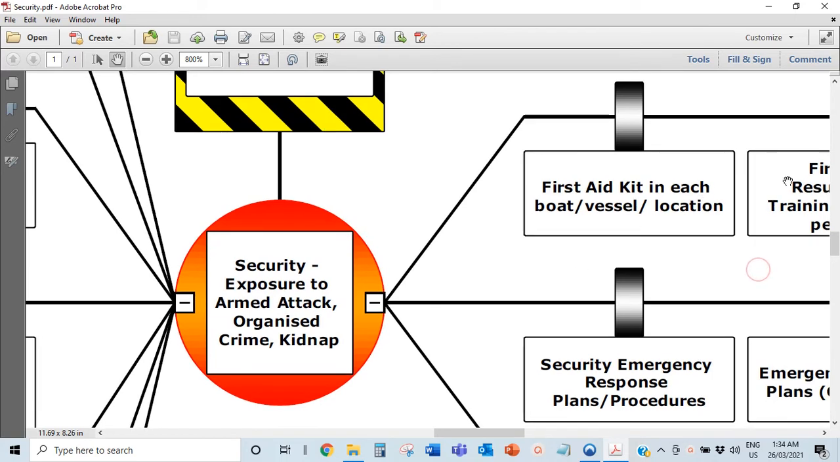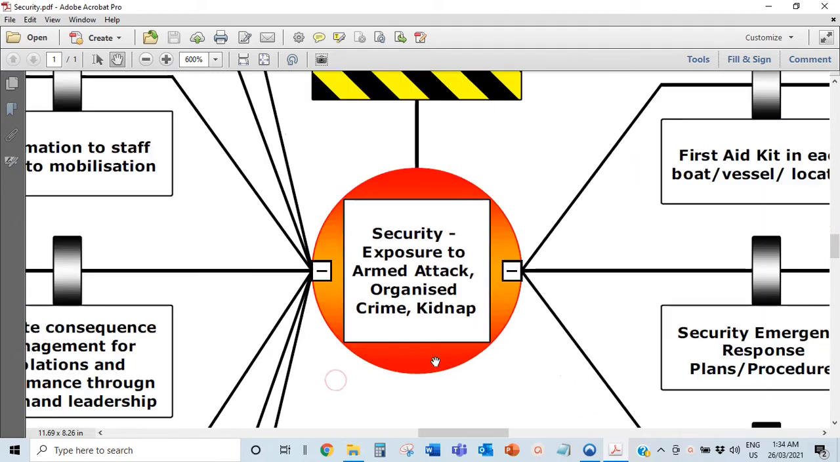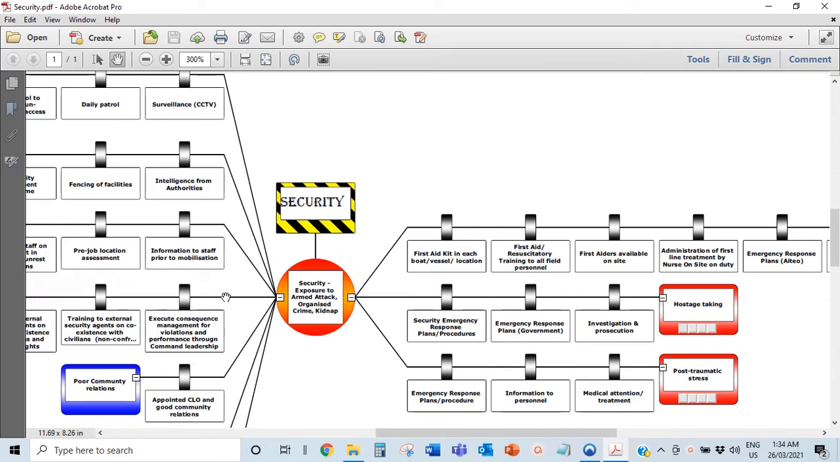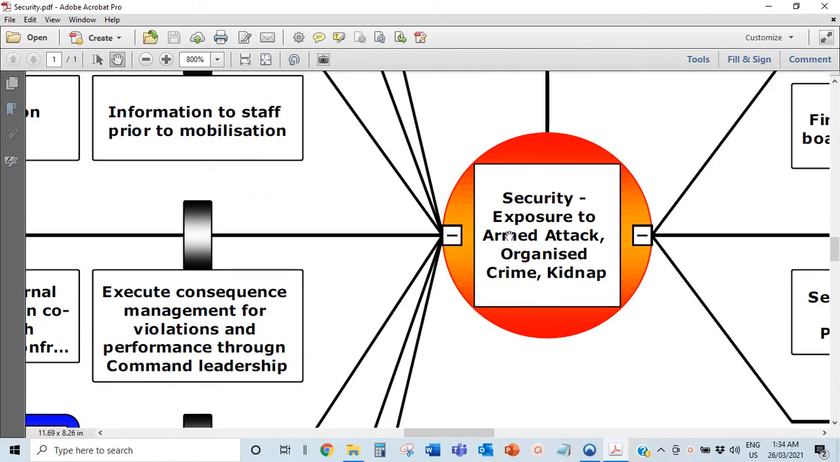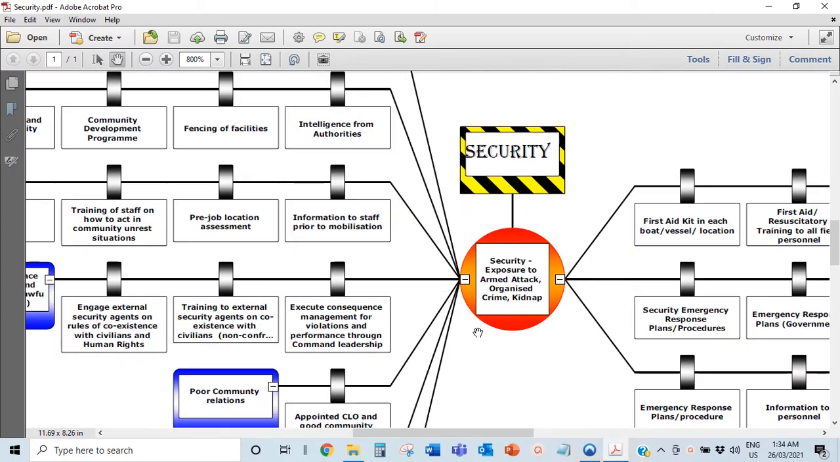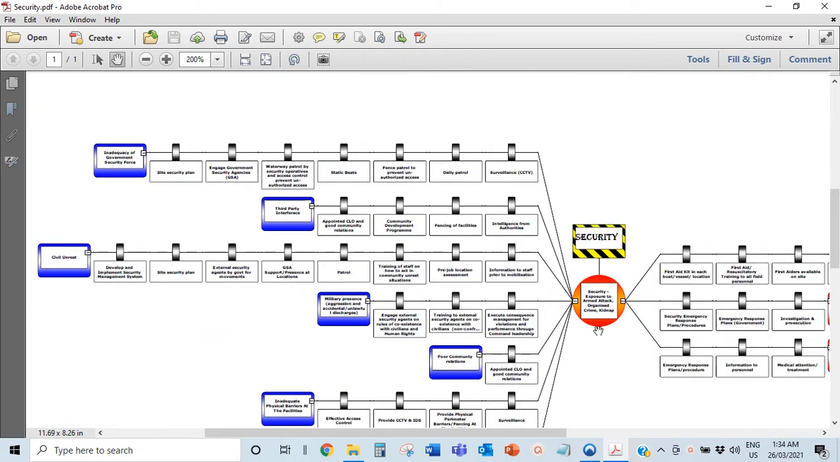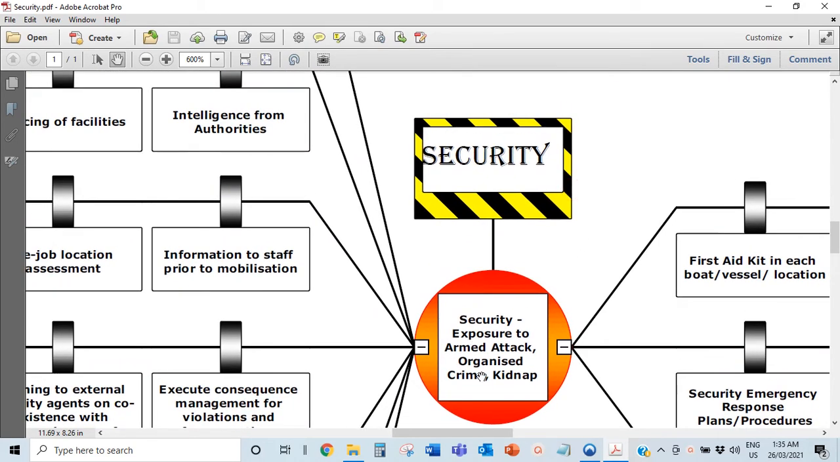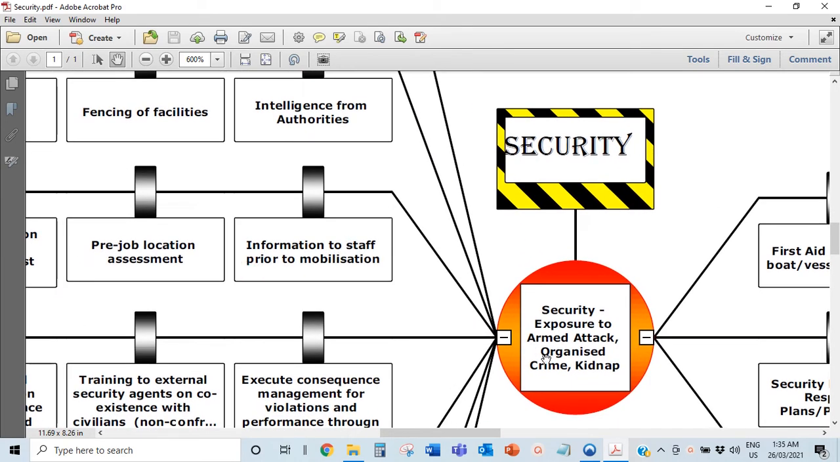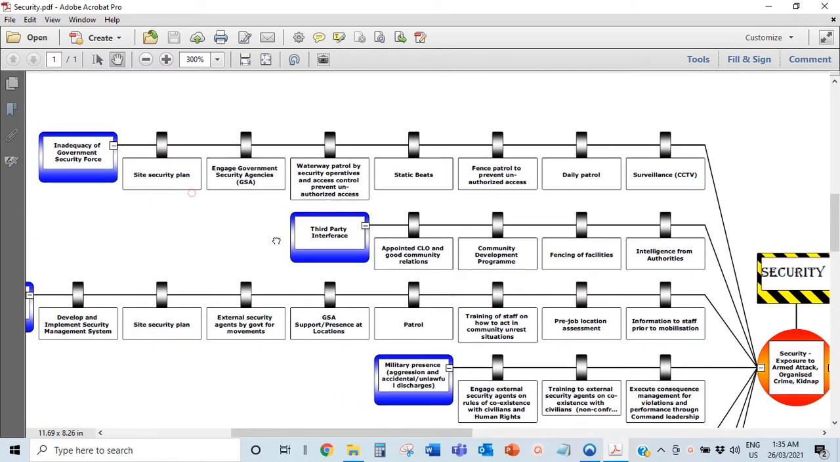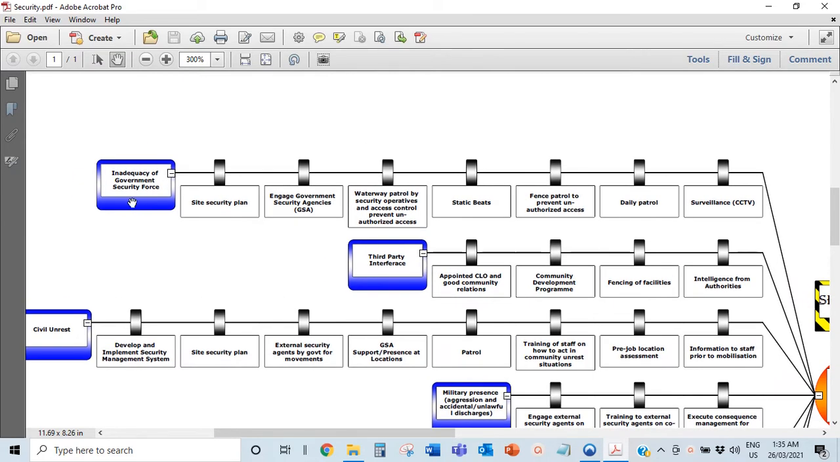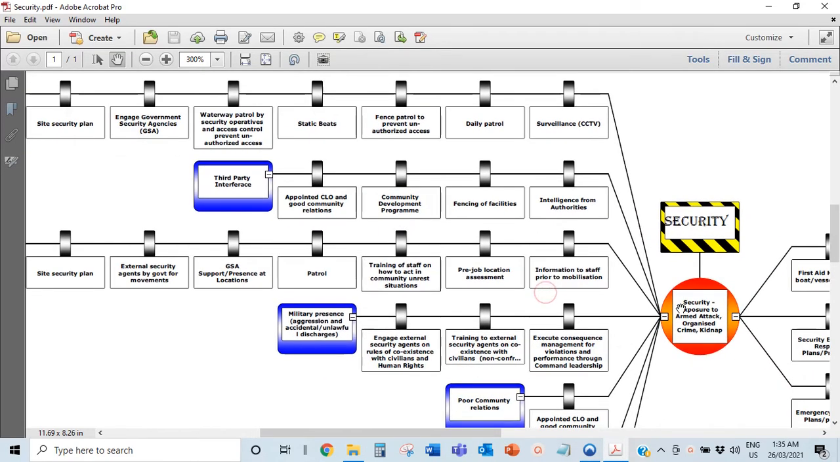Then on the right-hand side, you have different ways of treating the person, or letting the person put on some kits that will make them able to withstand such an attack, maybe a chemical attack. But this is security, looking at exposure to armed attack, organized crime, kidnapping. So on the left, starting with your workshop, you would come up with your top events, and then from your top events you go to your threats. So what are the threats that could lead to this?